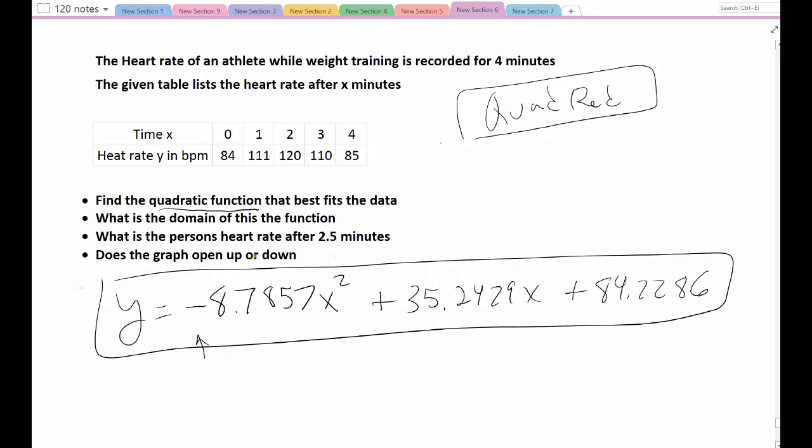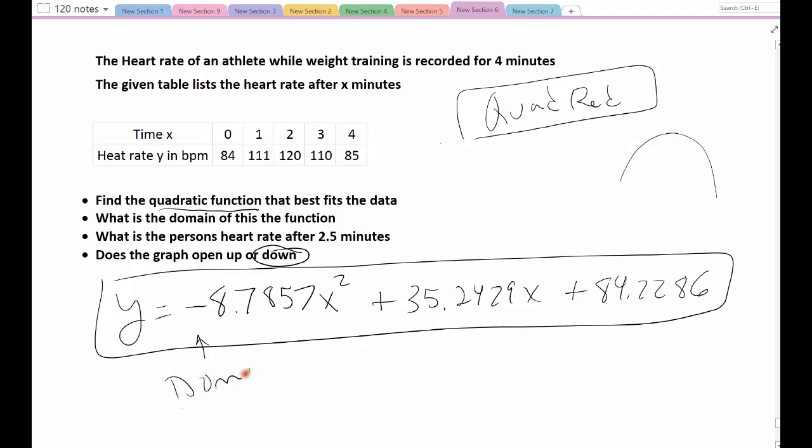It's a negative, so I actually already know it would open down if we graphed it. You can graph it and double check that it does. In this case, we don't need to graph it, but you could if you wanted to. It would be a graph that would open down. All right, so there's part one.